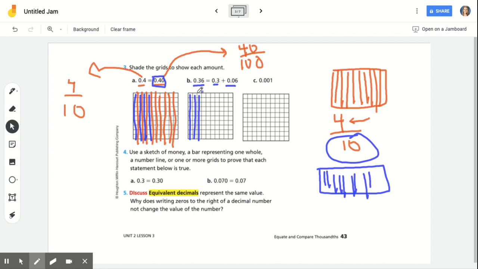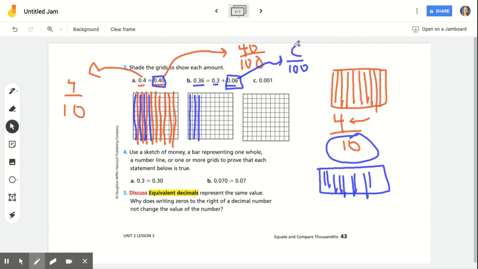That's also representative of 30 hundredths, 30 pieces. Okay, and then what about the 6 hundredths? How many boxes am I going to shade in? It's the same grid. There's still 100 pieces. How many pieces am I going to shade in to represent 6 hundredths?